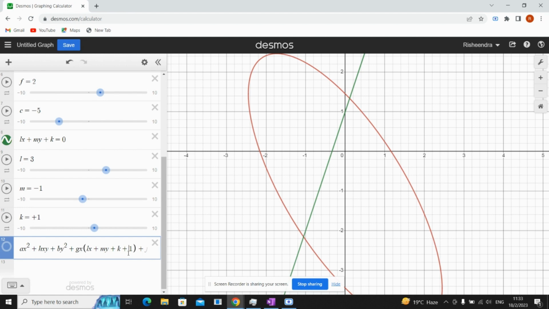Let's do the same thing with y. Control C, whole square.